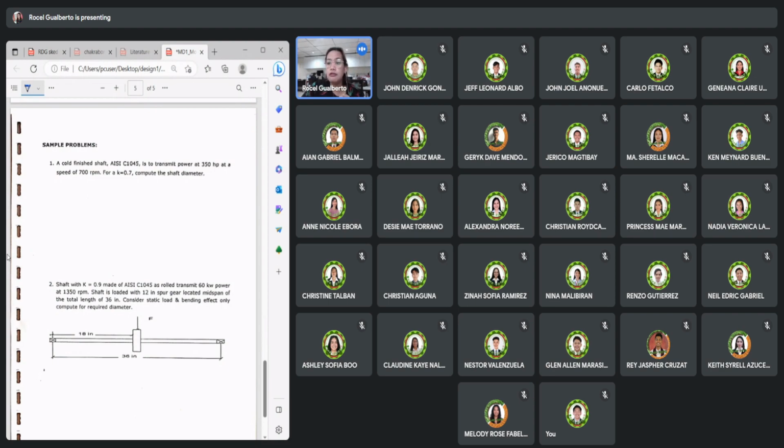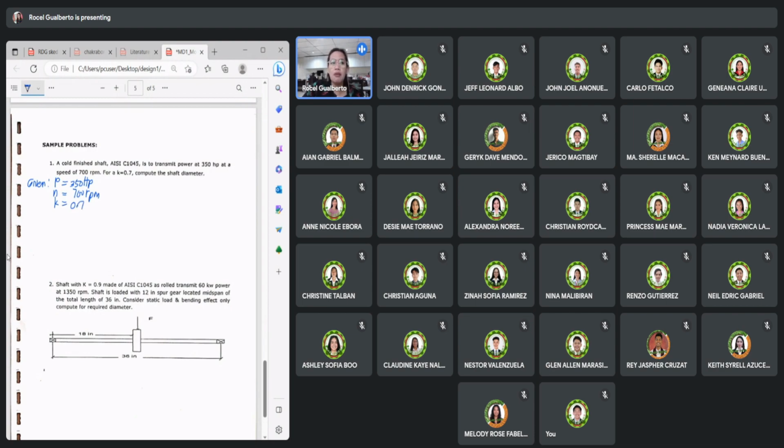A cold finish shaft 1045 AISI is to transmit power of 350 HP at the speed of 700 RPM. For a K equal to 0.7, you compute for the shaft diameter. Okay, so let us have first the given values. You are given here the power, which is 350 HP. And then you have here the speed. We designate that as N equal to 700 RPM. Okay, and also a diameter ratio K equal to 0.7.